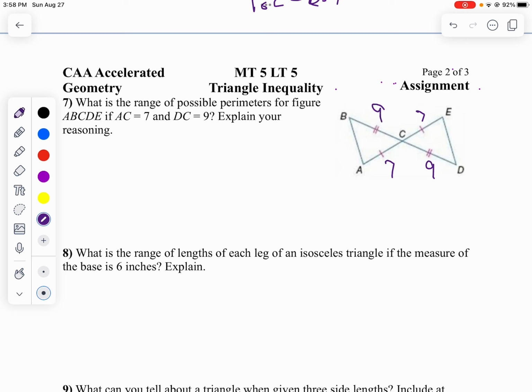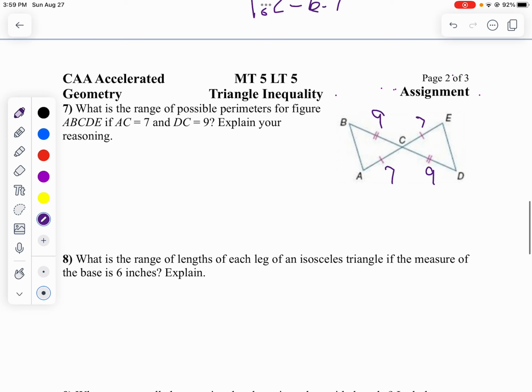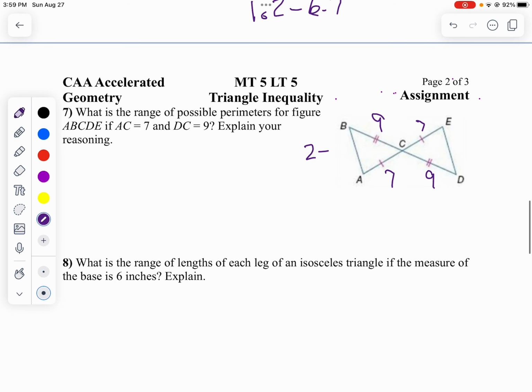Well, then the range of my third side for like AB is going to go from 2 to 16. 9 minus 7 is 2. And 9 plus 7 is 16. And the same thing for E to D, because we got two triangles here.